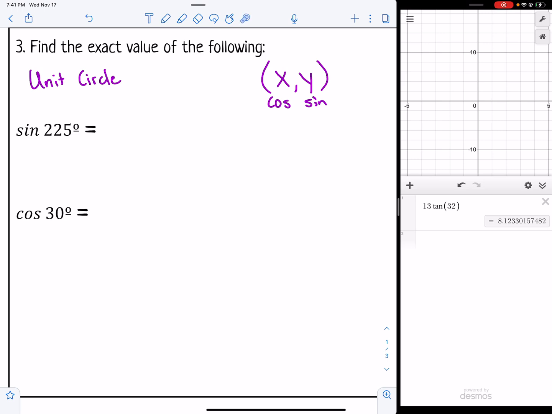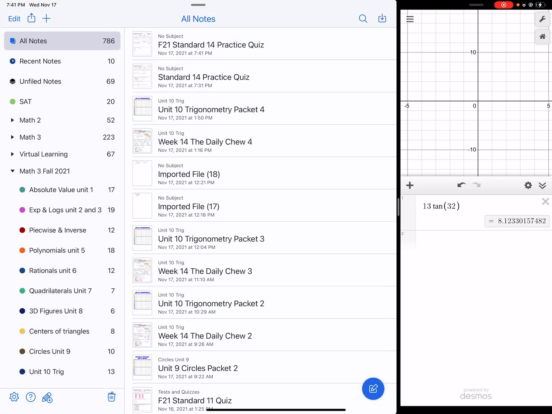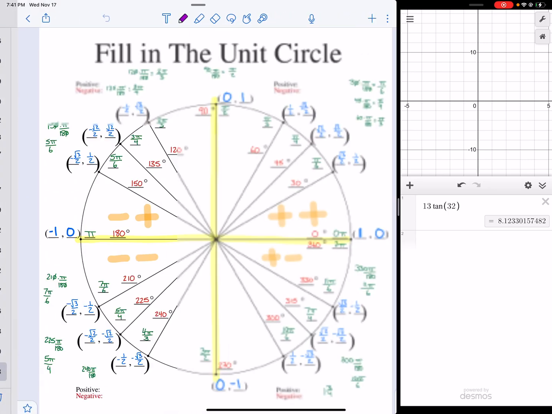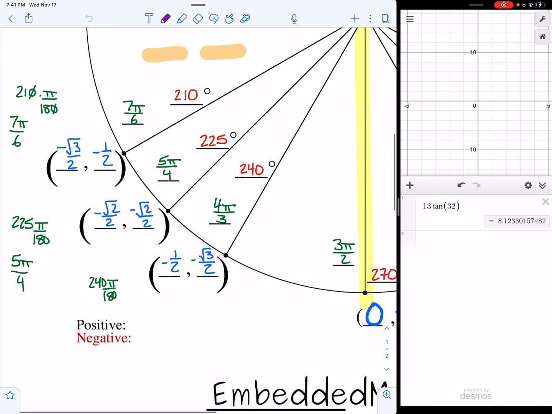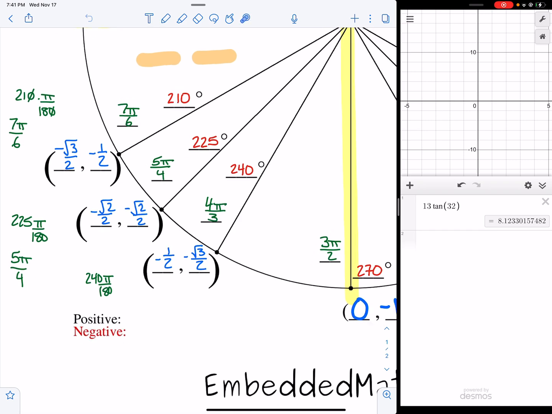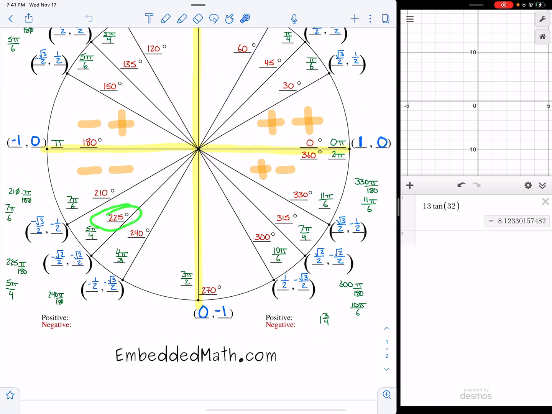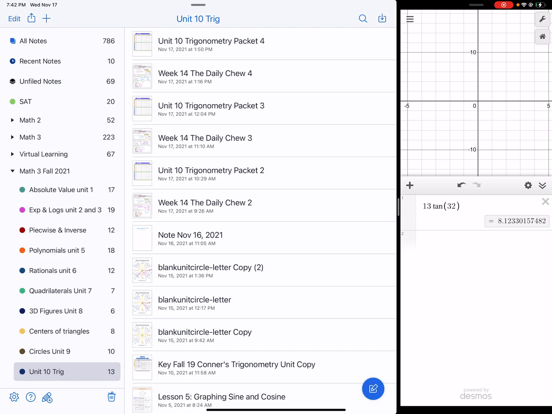So if they say sine of 225, I need to find the y value at 225 degrees using my unit circle. So I'm going to go over here and find our unit circle that we worked hard to fill all the things in. Go to 225 degrees on there. So that's right there. And then the y value of that coordinate is what we're looking for. So it would be negative square root of 2 over 2.